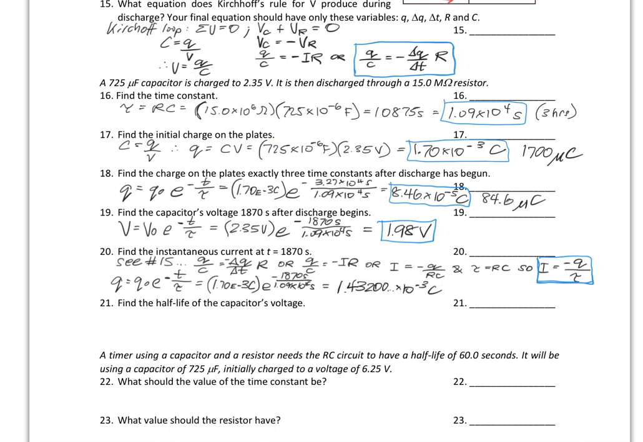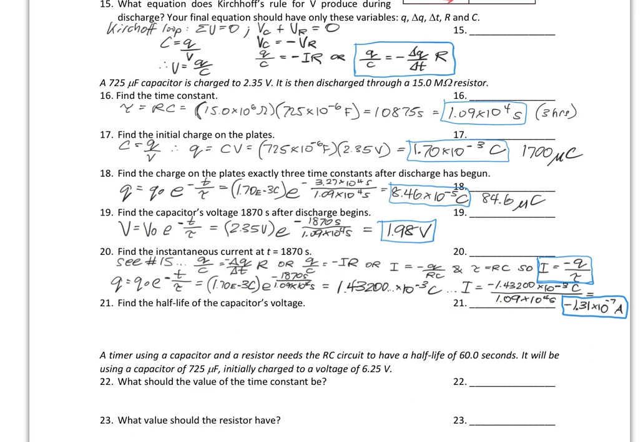So we find out that the charge after 1870 seconds is 1.432, etc., times 10 to the negative 3 coulombs. If I put that into instantaneous current is equal to negative that over tau, I get that the instantaneous current there is 1.31 times 10 to the negative 7 amps.